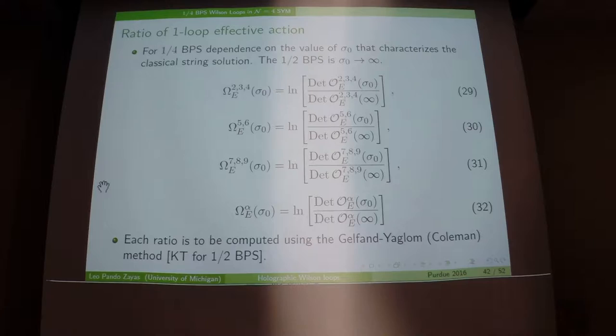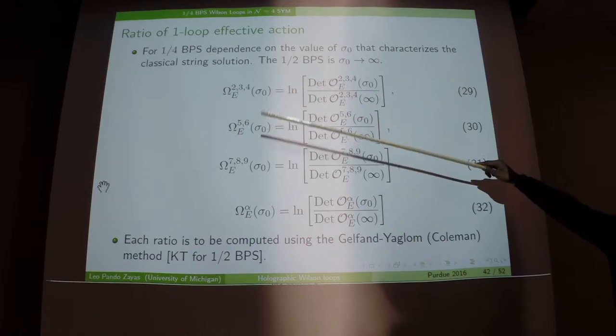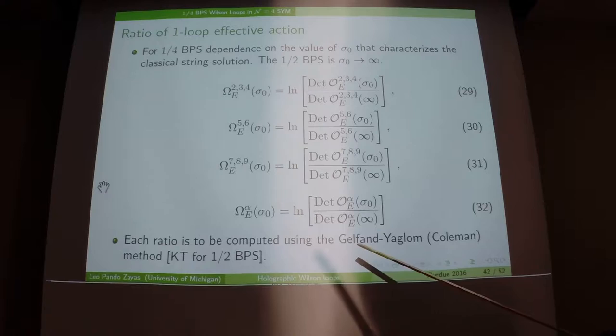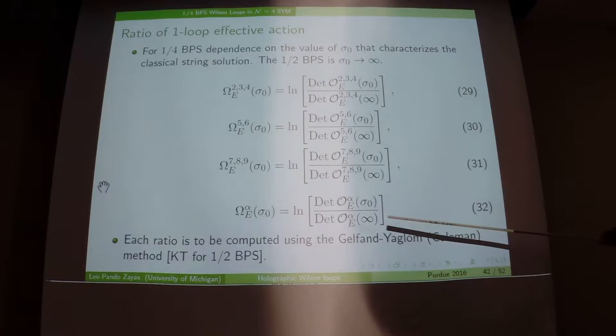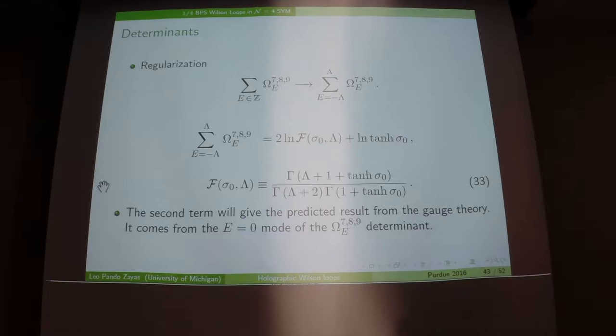So here, what I've written is the ratio: in the numerator, I have the determinant of the corresponding fluctuation for the quarter BPS, and in the denominator, I have it for the half BPS. These are my fluctuations. These are for the fermions. Again, I want to emphasize that Martin used a similar method to compute the half BPS one-loop effective action of the string, so we use that as a sanity check, if you wish. But this is the expression, and here's the answer. I know that this has been a little bit technical, all these determinants, etc.